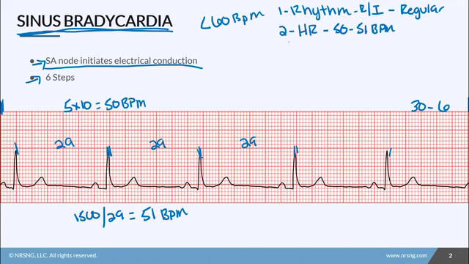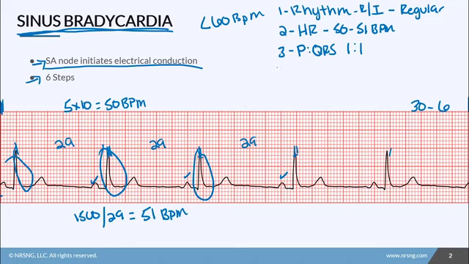Now let's go ahead and do step number 3. That would be our P to QRS ratio. So do we have a P wave followed by a QRS? P wave, QRS, P wave, QRS, and we do. Every P wave is followed by a QRS. So our P to QRS ratio is 1 to 1.